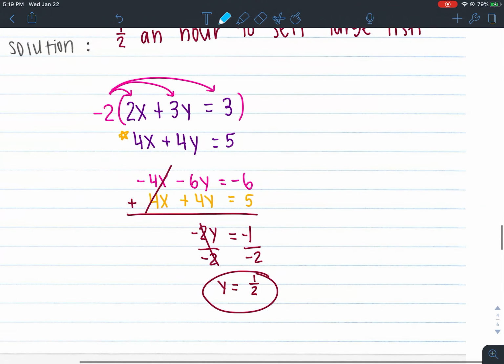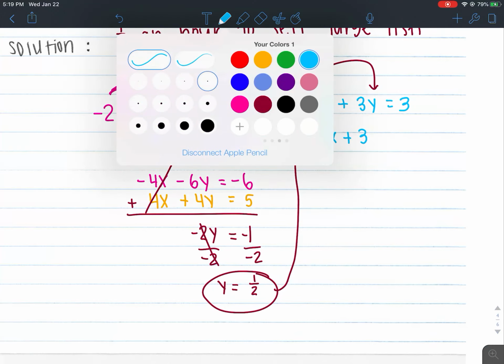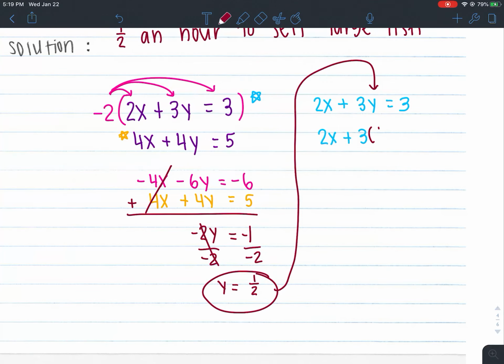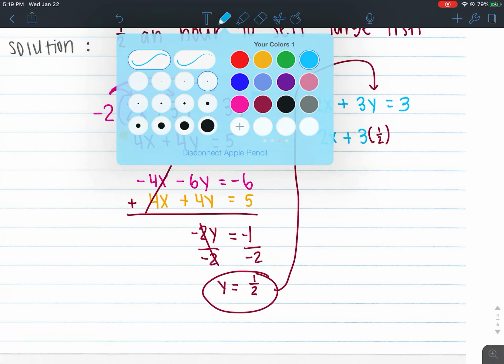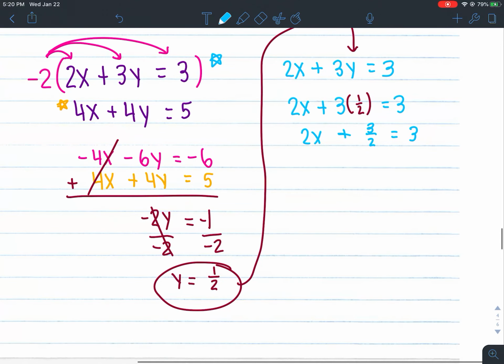Well, now you're going to pick an equation to plug 1/2 into. So let's pick the first one. 2x plus 3y equals 3. Well, I know that y equals 1/2, so I'm going to plug it in here. So we have 2x plus 3 times 1/2 equals 3. We have 2x. Well, 3 times 1/2 is 3/2, equals 3.